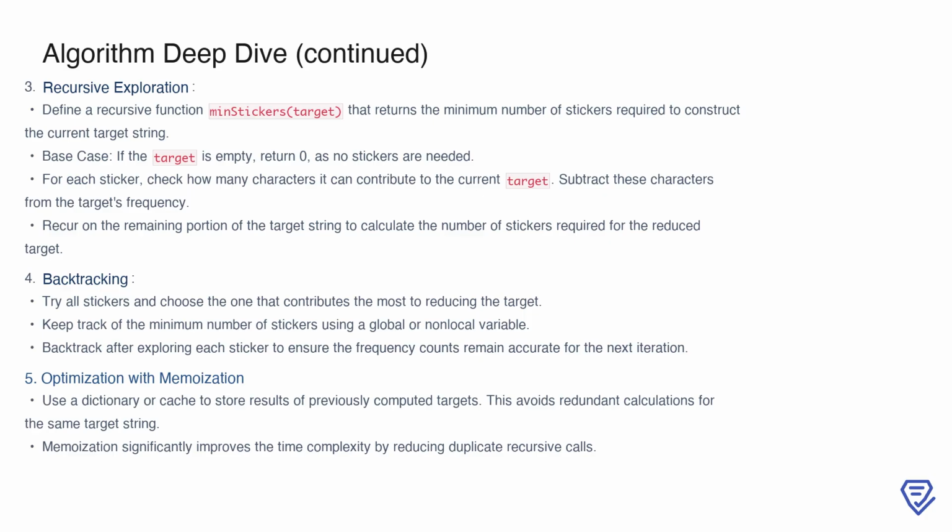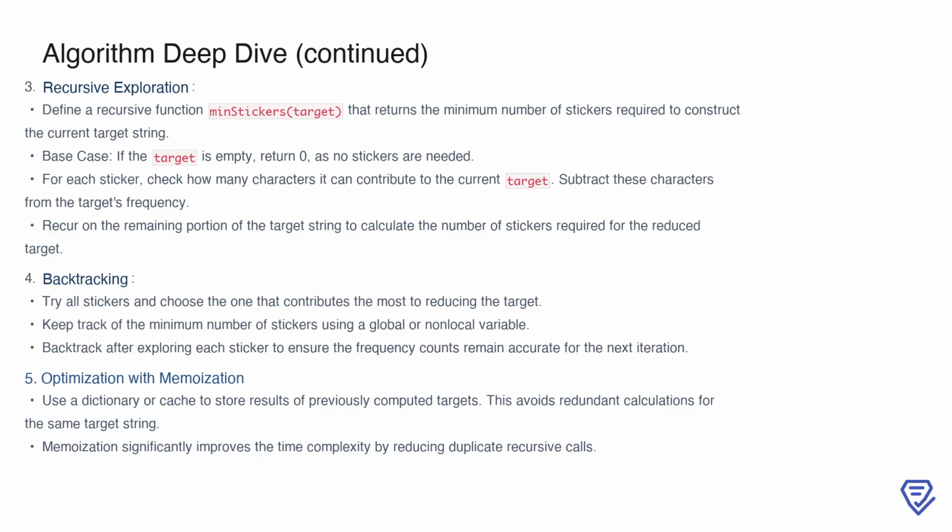With the character frequencies prepared, we now define the core of the algorithm using a recursive function called minStickers. This function calculates the minimum number of stickers needed to form the current target string. The base case is straightforward: if the target string is empty, we don't need any stickers, so we return 0. For the main logic, we iterate through each sticker to evaluate its contribution to the target.